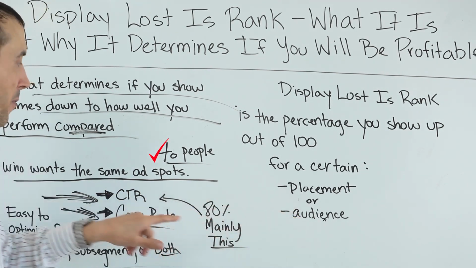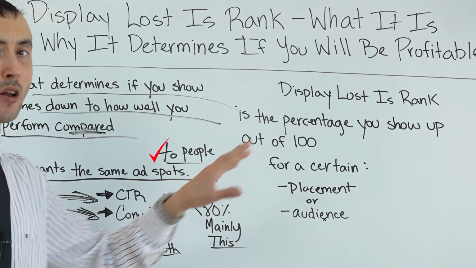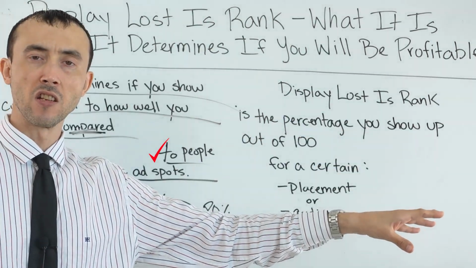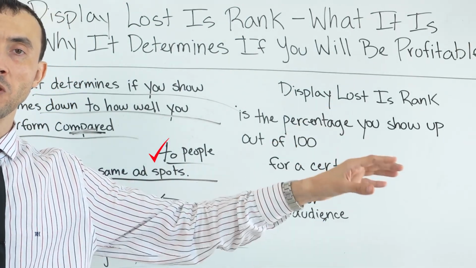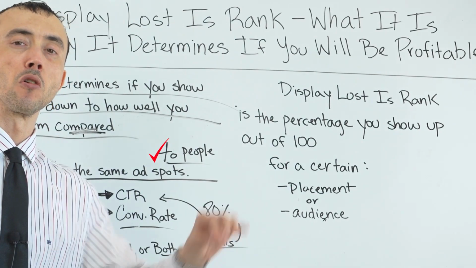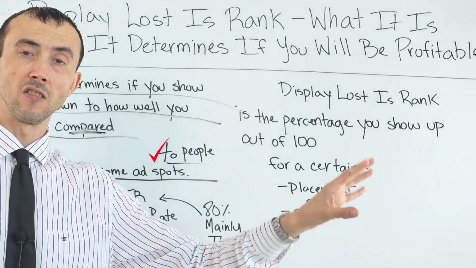Even if they bid higher, if your click-through rate and conversion rate are much, much higher than theirs, it won't matter that they bid higher, because you're still going to show up a higher percentage of the time than them. Google is going to prefer to show you, and it's going to give you a discount on the cost per click necessary to show up more than them, if that makes sense.